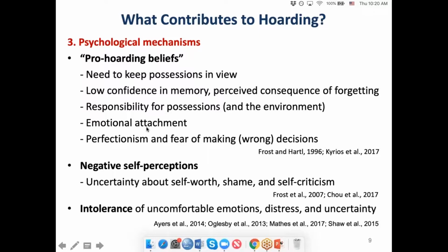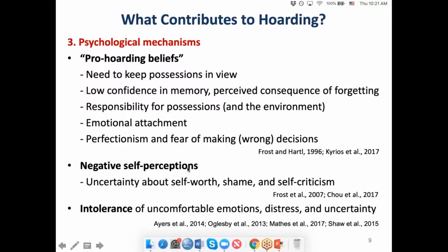A lot of the things that people with hoarding disorder keep are things passed down from their parents or their deceased relatives or beloved ones. So these items don't just mean items. These items mean memories and relationships for them. And the last thing here is perfectionism and fear of making the wrong decisions about discarding them.